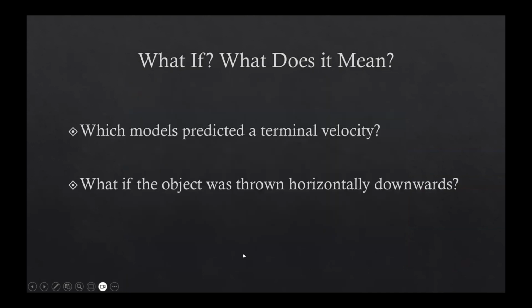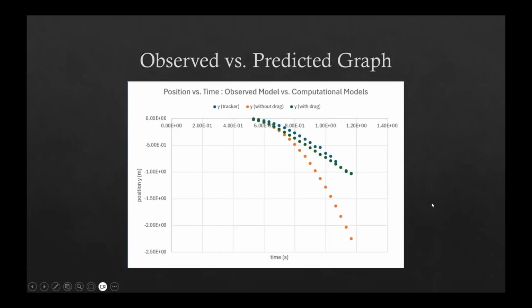Now, if the object was thrown horizontally downwards, would anything be affected? The object's terminal velocity is being reached and is only affected by the object's instantaneous velocity. So the initial velocity of the object will really have no effect on the ball in these models. So the graph's slope will not change. These graphs will not necessarily be affected by the sauce packet having some initial velocity.